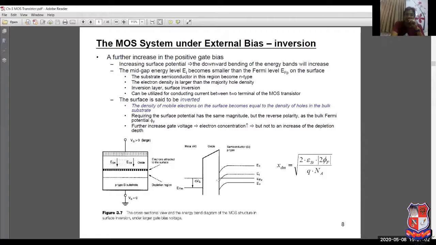So the bulk potential and the surface potential are both the same but opposite in nature. We can say that at the boundary, the energy is below the Fermi energy level, and this is nothing but an n-type semiconductor material. Whenever the energy goes below the Fermi energy level, that is the characteristic of an n-type material. So at the surface, the substrate material is acting like an n-channel material. The n-type layer is created between the oxide and the p-type substrate material.